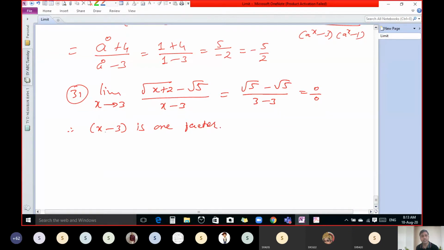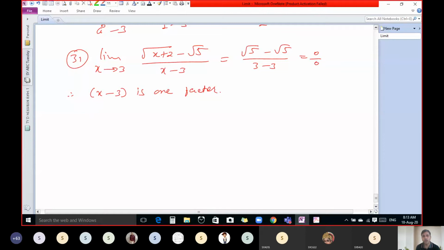But see, x minus 3 as a factor is already available in the denominator, and in the numerator it is not a quadratic or cubic equation, it is given in terms of square root. So once again we have some problem in the question. So the way to solve this question is slightly different than all the questions of our previous lecture. Okay, what we have to do?